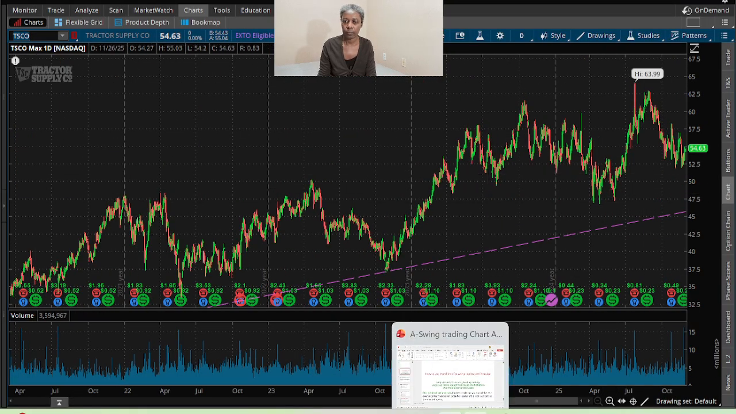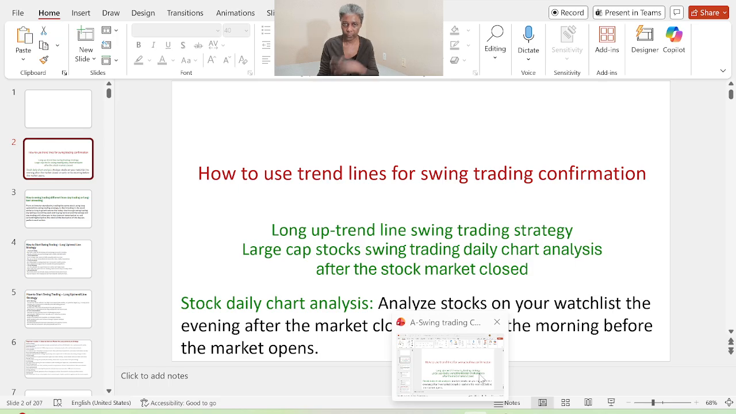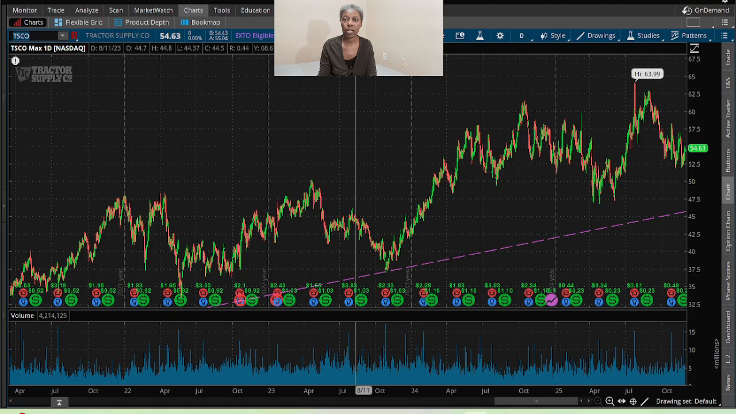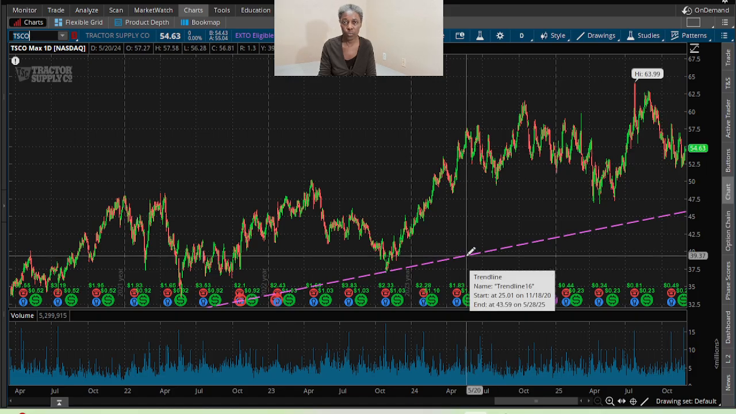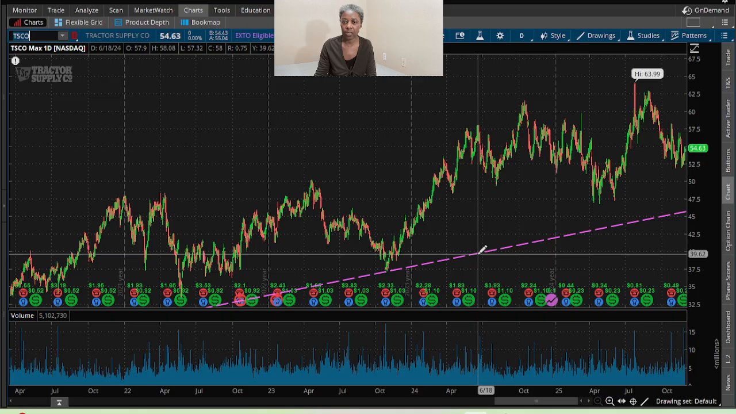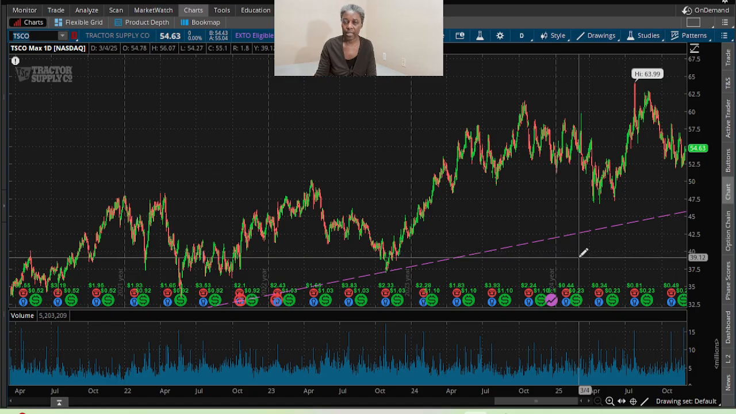So to see how you can use trend lines for swing trading confirmations, we have a long uptrend line here that we trace, and that is a long uptrend line passing by the higher lows of the chart. I like to call it the valley line, and we are using that as our entry point. So that is pretty much how we use the trend line for entries.